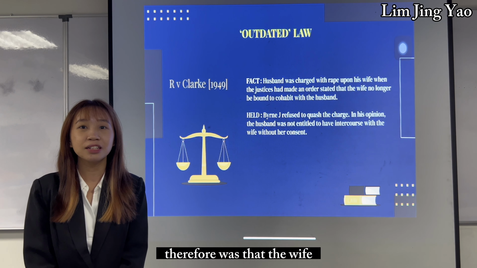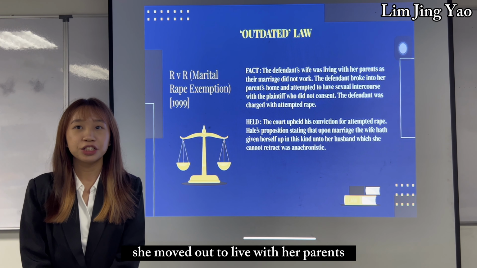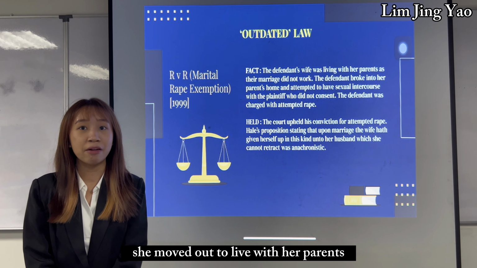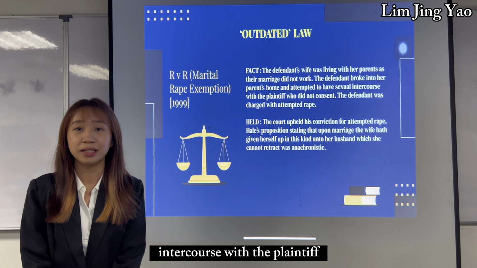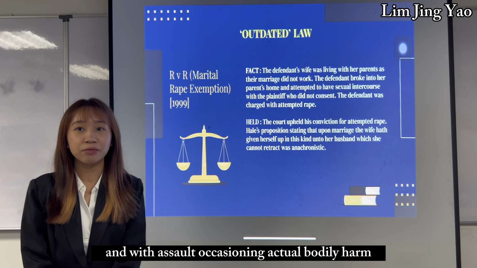As further illustrated in R v R, Marital Rape Exemption, 1991, the defendant married his wife, but after the marriage did not work, she moved out to live with her parents. They were separated but not legally divorced. The defendant broke into her parents' home and attempted to have sexual intercourse with the plaintiff, who did not consent. The defendant was charged with attempted rape and with assault occasioning actual bodily harm. The court upheld his conviction for attempted rape. The concept of irrevocable consent of a wife to her husband was classed as an unacceptable concept in modern times.